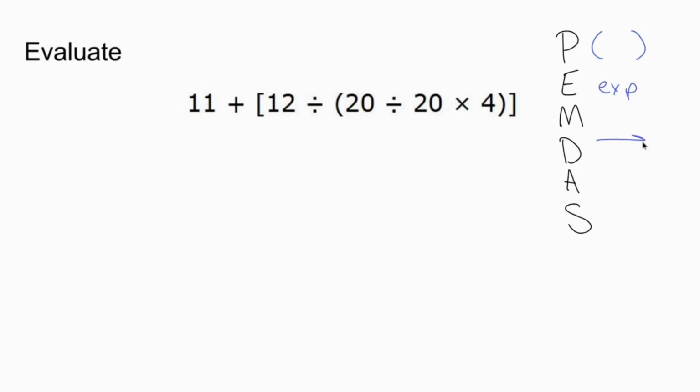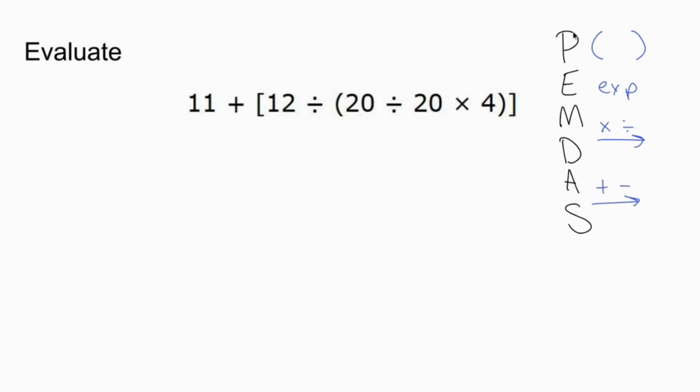MD stands for multiply, divide, left to right. Now, this doesn't mean you always multiply before you divide. This just means you scan and you go left to right and see which one you have to do first. Same thing with addition, subtraction. Doesn't mean you always add first and then subtract second. You scan left to right and you do whichever one comes first, moving left to right.